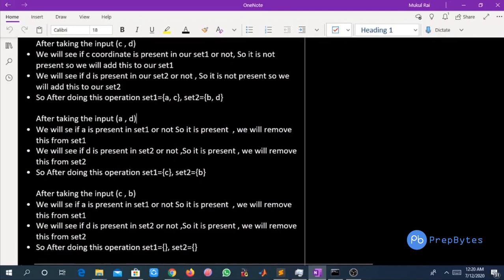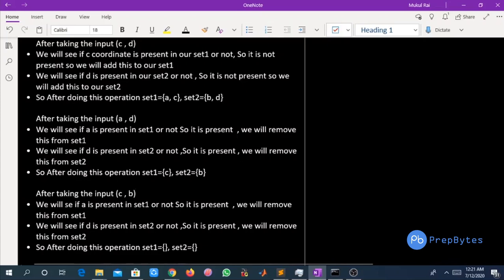For a comma d, we will see if a is present in our set 1 or not, right? It is present. As we can see, after processing the second input, in set 1, a comma c is present and in set 2, b comma d is present. So the x coordinate a is present in set 1, and we will remove it from set 1. Same for d: d is also present in set 2, so we will remove it from set 2, right? After this operation, set 1 will contain the point c and set 2 will contain the y coordinate b, right? So let us take the input c comma b, right?